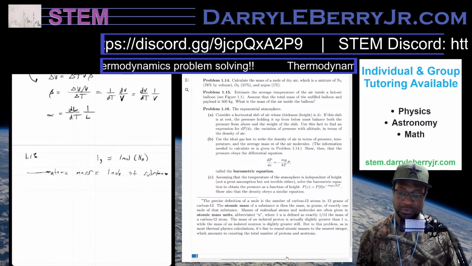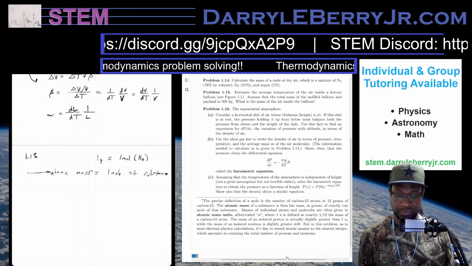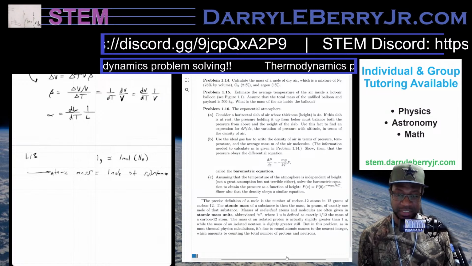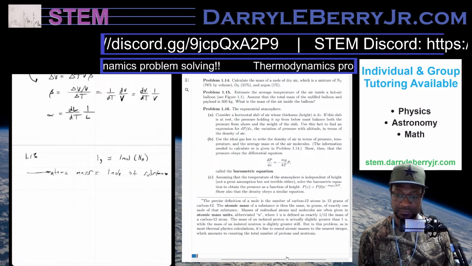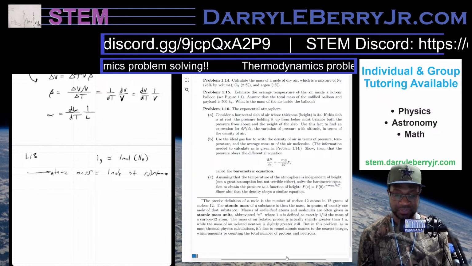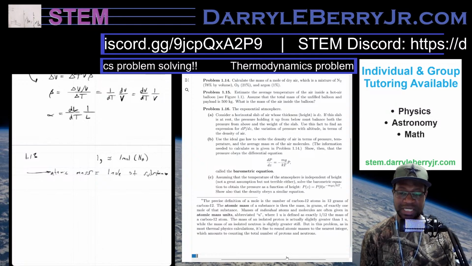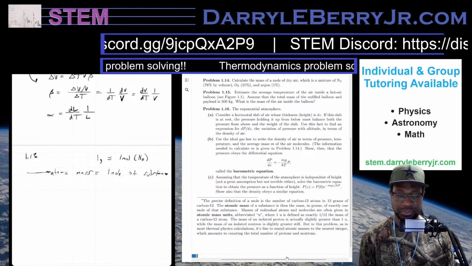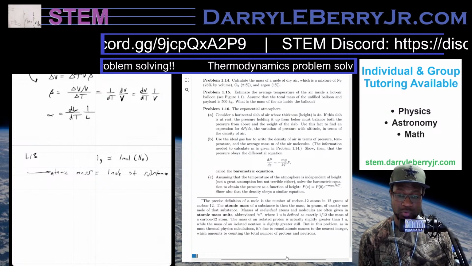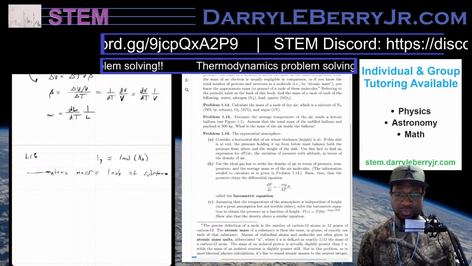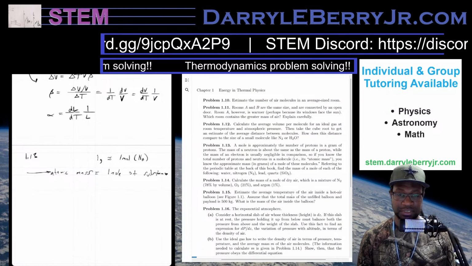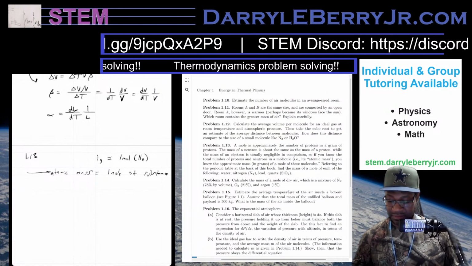The mass of an isolated proton is actually slightly greater than 1 U, while the mass of an isolated neutron is slightly greater still. But in this problem, as in most thermal physics calculations, it's fine to round atomic masses to the nearest integer, which amounts to counting the total number of protons and neutrons. That's a slight estimate, but it works in practical senses.